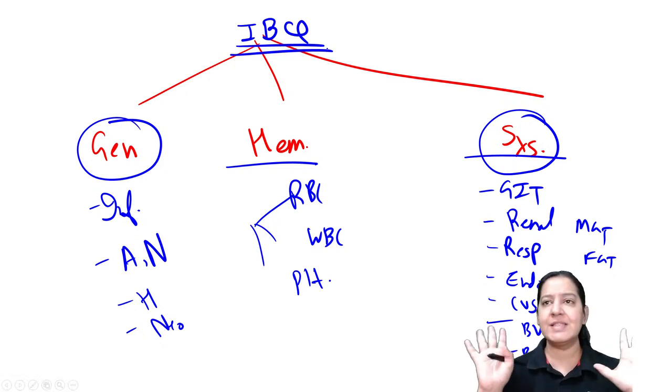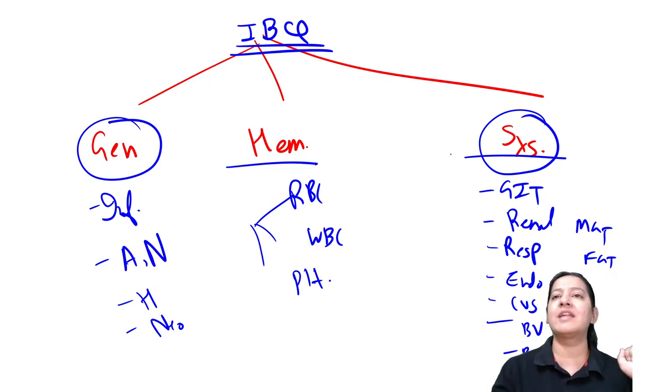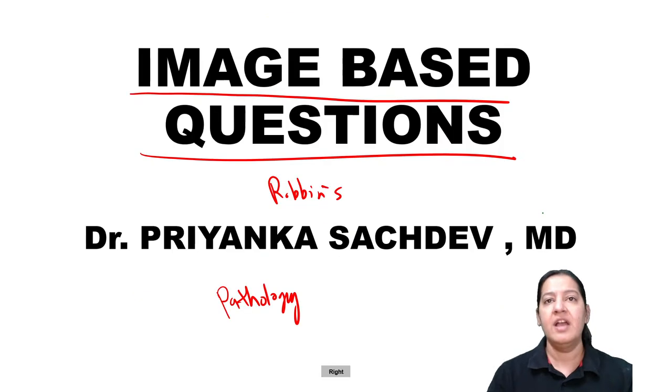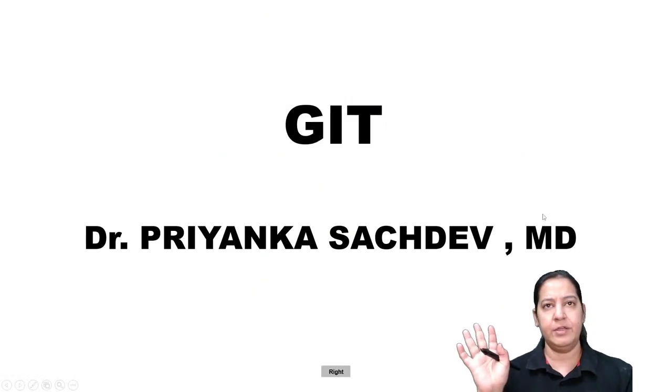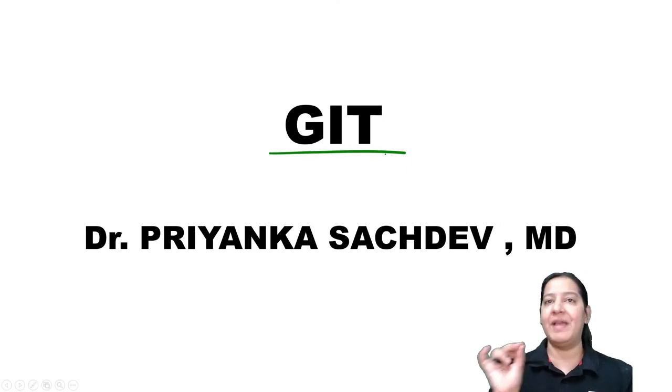Right. So should I start? Okay, so I am starting. Right now, I am starting with systemic pathology. In systemic pathology, I am starting with GIT. I guess you will learn a lot in today's lecture. So I'm starting with GIT, image-based questions.